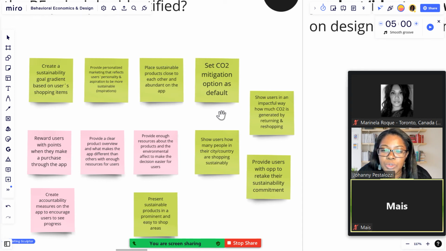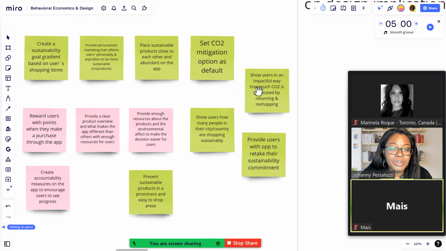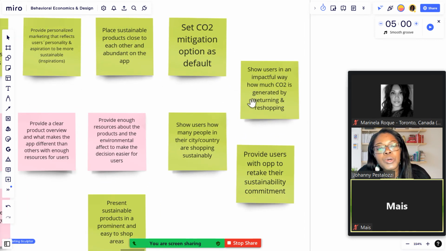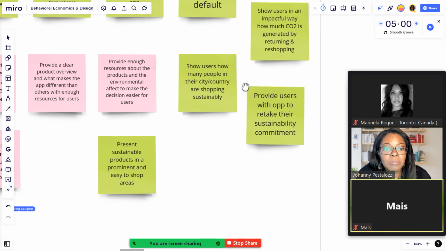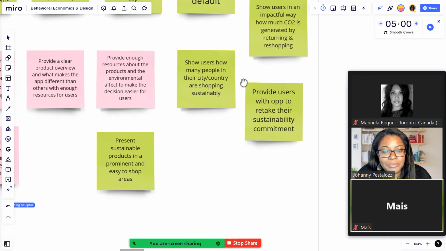Then set the CO2 mitigation option as the default. They have fewer barriers to do that. Then show users in an impactful way how much CO2 is generated by returning and reshopping. Then show users how many people in their city or country are shopping sustainably. In this way, they feel like, okay, so many people, big numbers, are being sustainable. Let me also be sustainable, kind of. Then provide users with opportunities to retake their sustainability commitment.